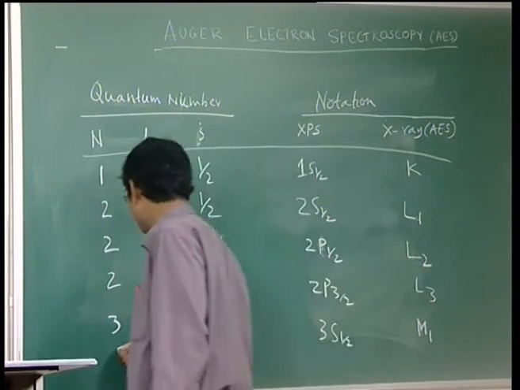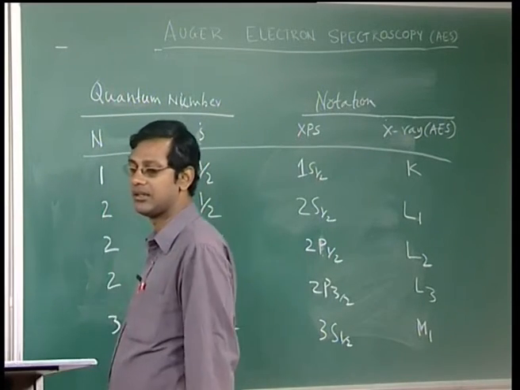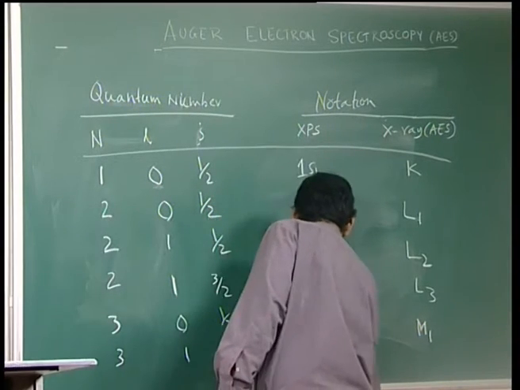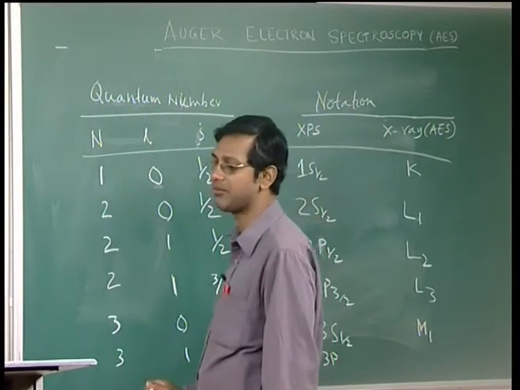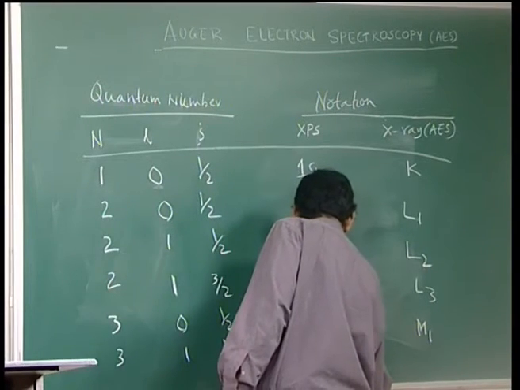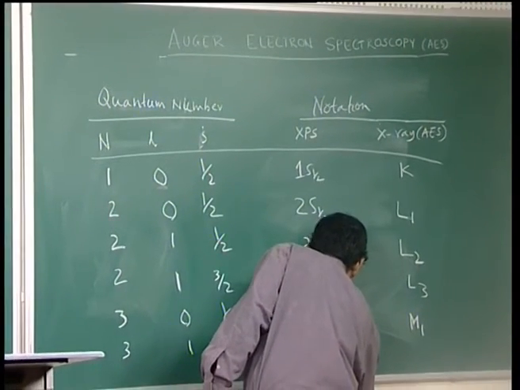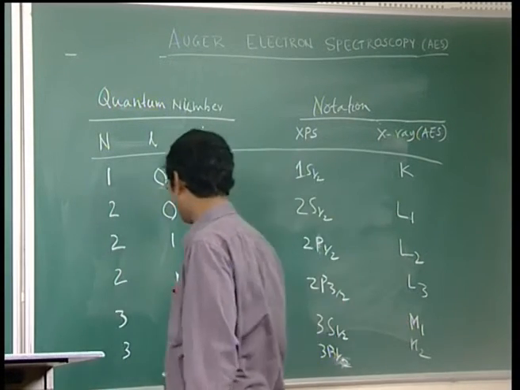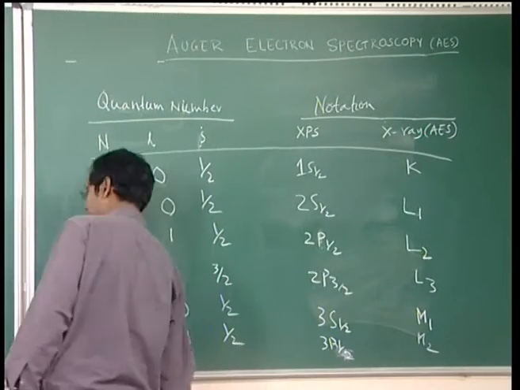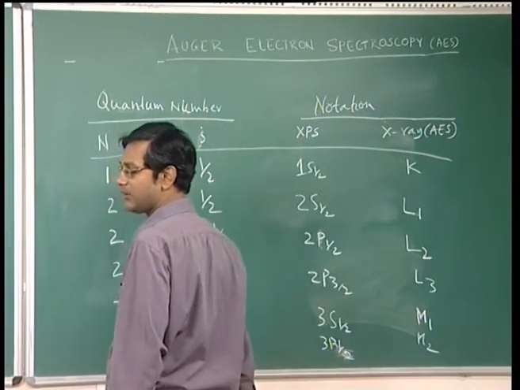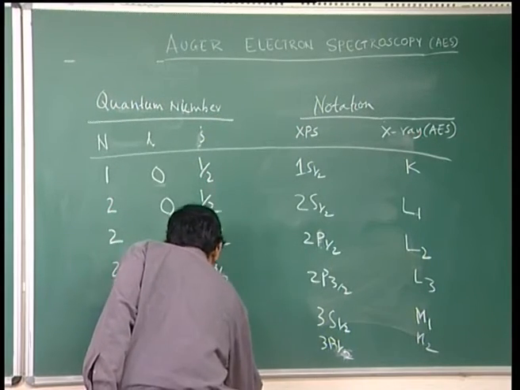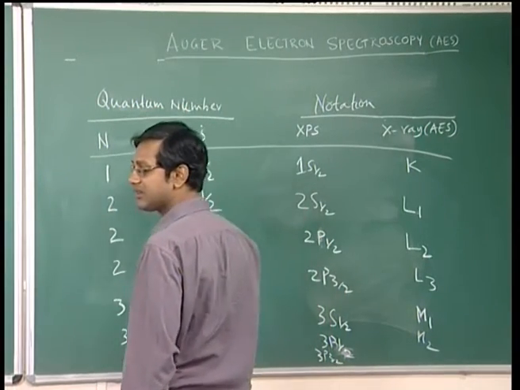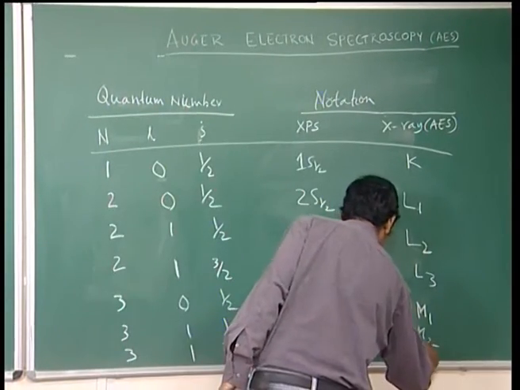So, if it becomes 3 1 by 2, so this will be 3p 1 by 2, and this will be M2. And the last one, let me see, 3 1 3 by 2 will be 3p 3 by 2, this will be M3, right, and so on.